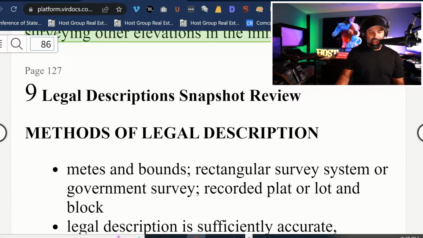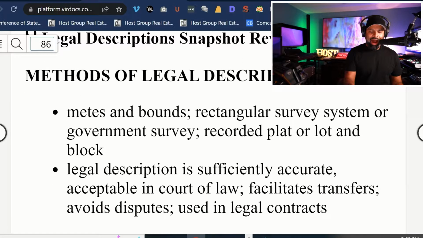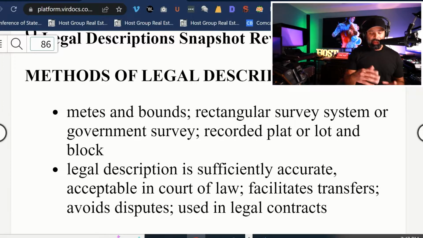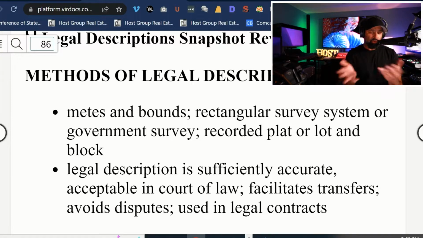All right, let's do this snapshot review of Unit 9, methods of legal description. Let's hit it. First and foremost, we hit the metes and bounds, the rectangular survey system or the government survey system, which is one and the same, and the recorded plat and/or lots and blocks, which is one and the same. That's what they call these. So there are 3, 2 of which they call 2 different things, and one is just the metes and bounds.